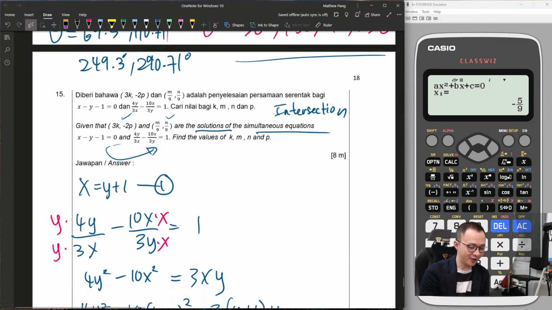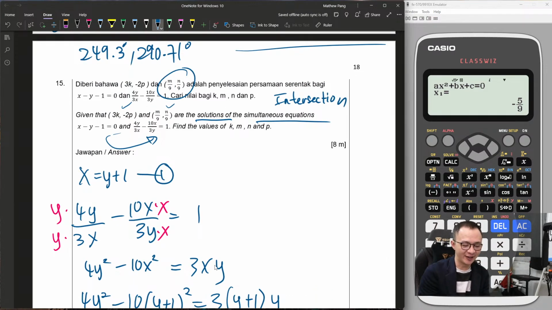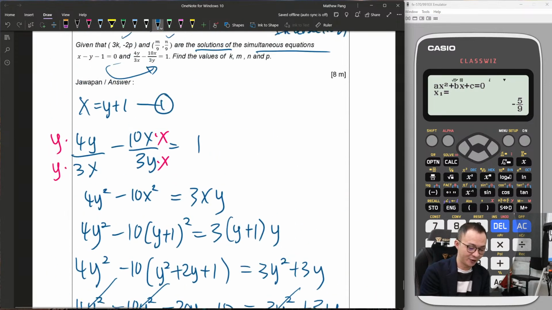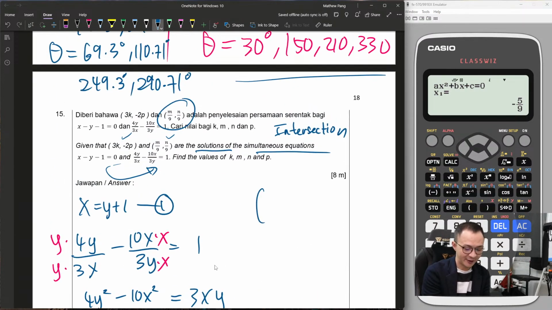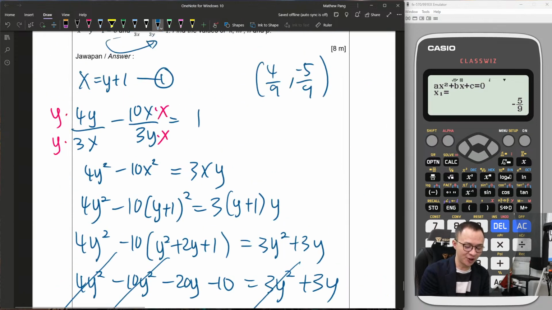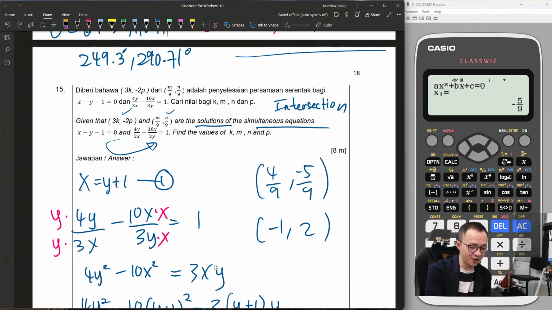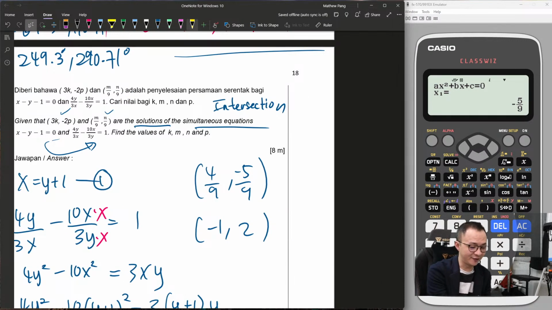So go back to here. You can see you have over 9 and over 9, right? So my n is negative 5 and m is 4. So based on this, I should get 4 over 9 and negative 5 over 9. This is the first solution. Second solution is negative 1 and negative 2. So if you compare the positions, it's not hard to find the x and y. So my m is 4. My n is negative 5.